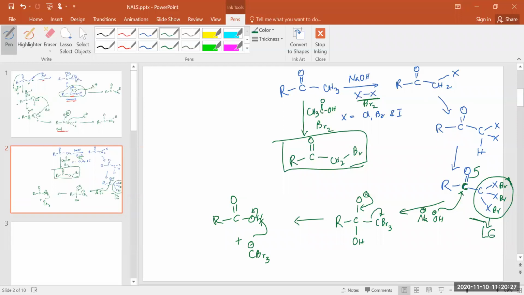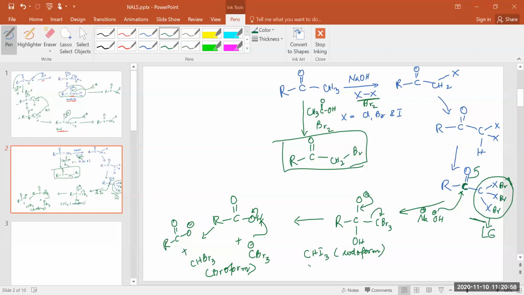Okay, because it's a base, so it will make RCOO minus plus CHBr3. Okay, what is this called? It is called bromoform. Okay. If you take iodine, then it will be CHI3. It is called iodoform.